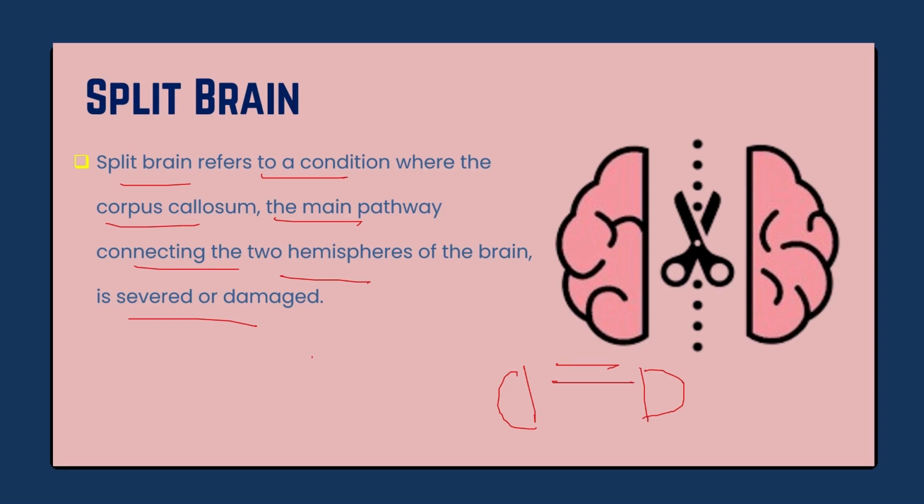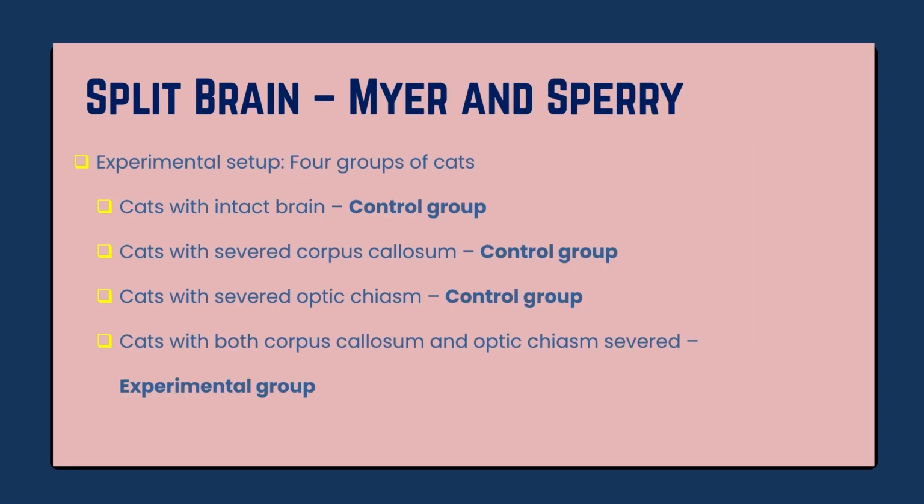Okay, so we look at one of the experiments conducted by Meyer and Sperry on cats. So in their experimental setup, they had three control groups. Now the control group means these are the groups which do not go through the experimental condition. Whatever the experimental condition is, it is not applied to the control group. There would be a separate experimental group on which the experimental treatments will be applied. Control group will be kept as it is, not affected, not treated or not given the experimental condition.